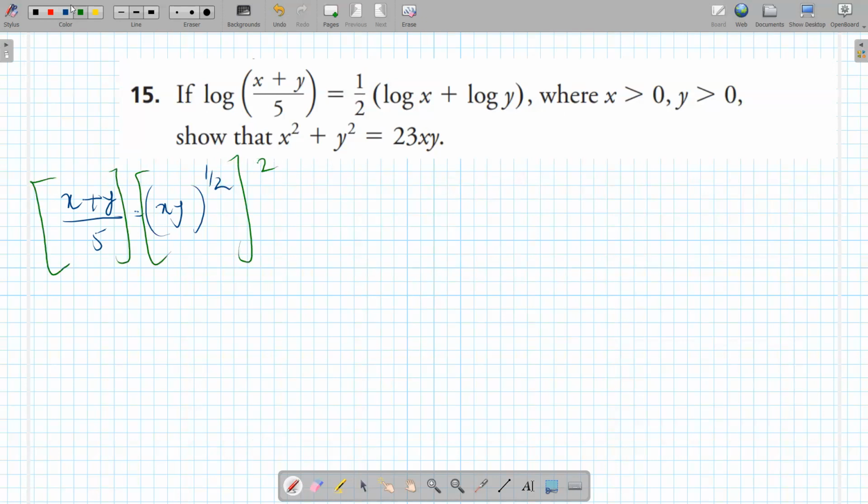What do you get on the right side if you square both sides? We have xy to the power of 1 over 2. We're squaring this. What do we get? xy. What about on the left side?